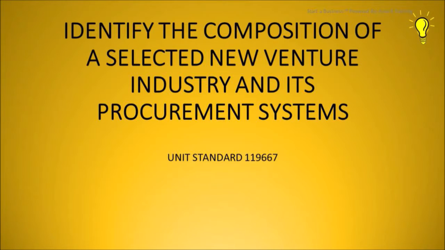This unit standard is called Identify the Composition of a Selected New Venture Industry and its Procurement Systems. It's unit standard number 119667. Let's look at networking.